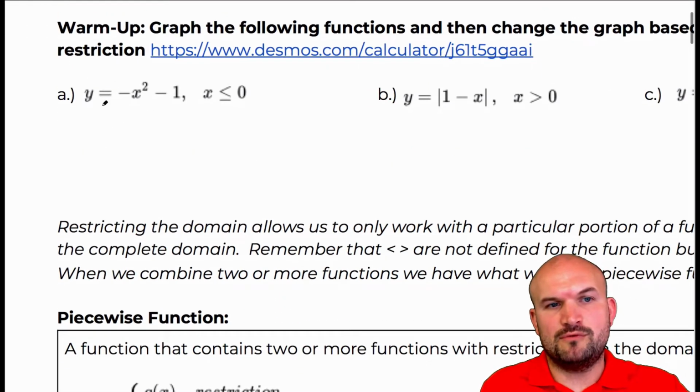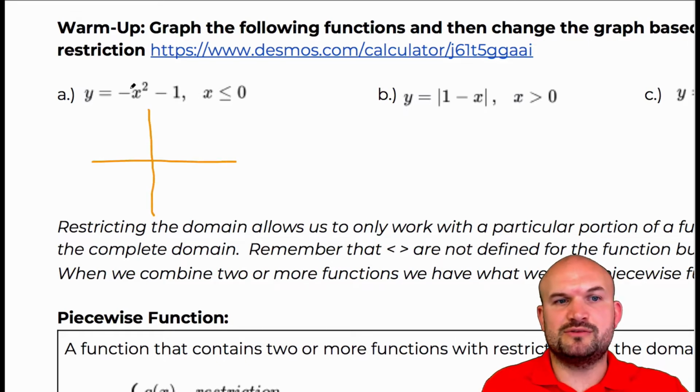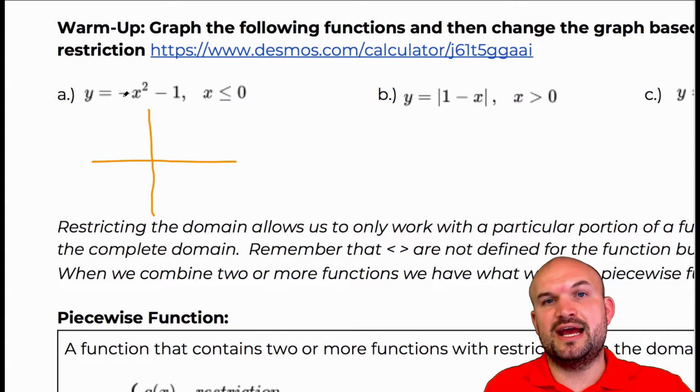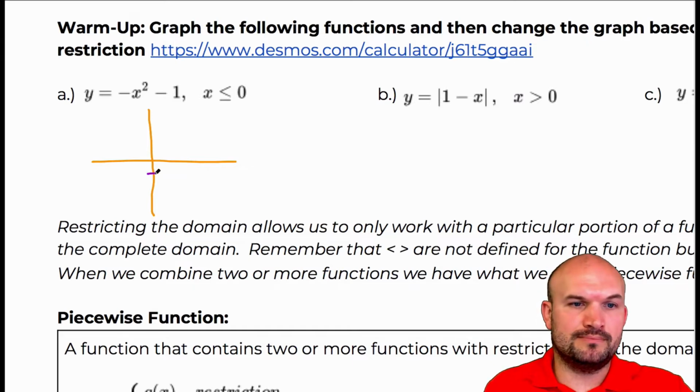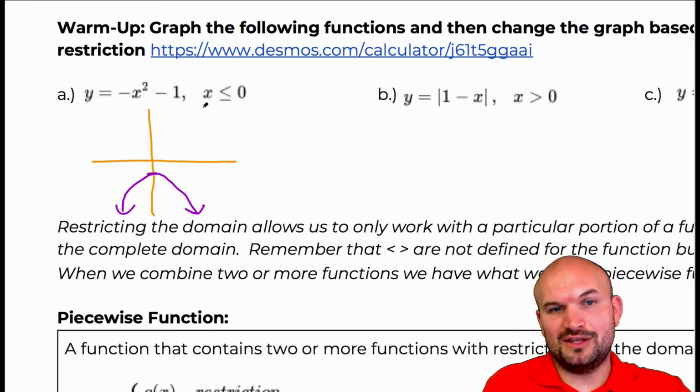If I wanted to graph y equals negative x squared minus 1, knowing the parent graph, I know that this is going to be a parabola. Then knowing the transformations, I can see that this is a reflection about the x-axis, and it's shifted 1 unit down. So graphing it with no restrictions, it's going to look something like this.